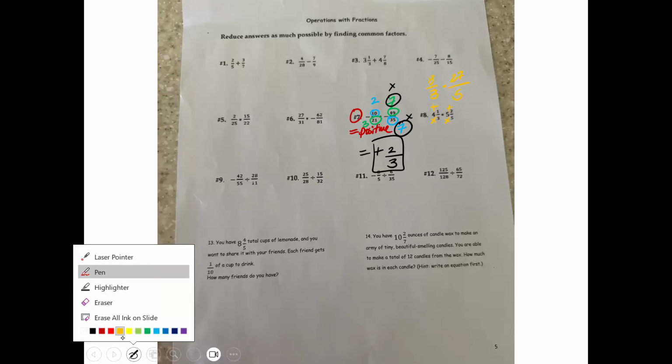Good. Okay, number 8. Change the improper fraction to a proper fraction. Now you can go ahead and reduce it.